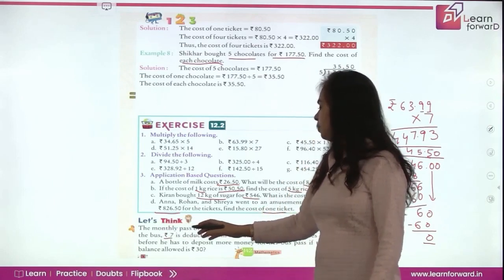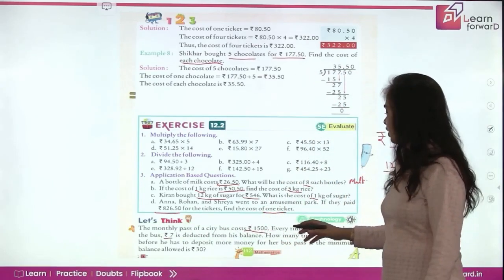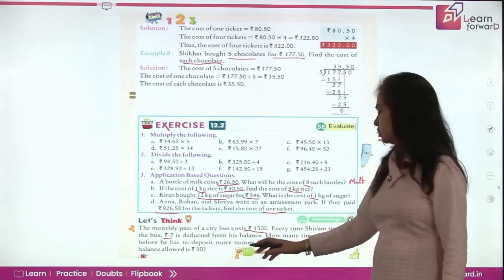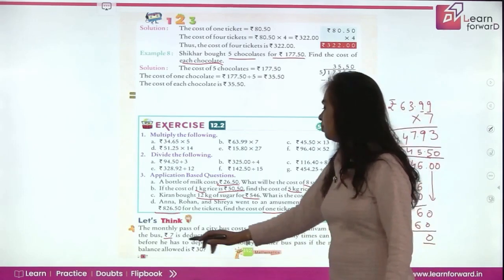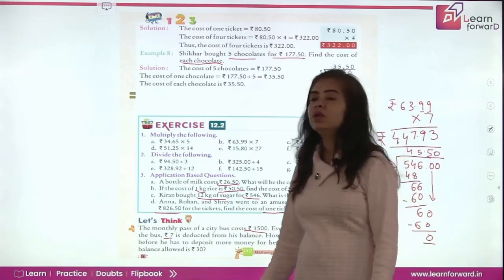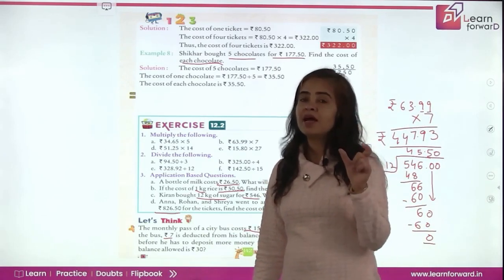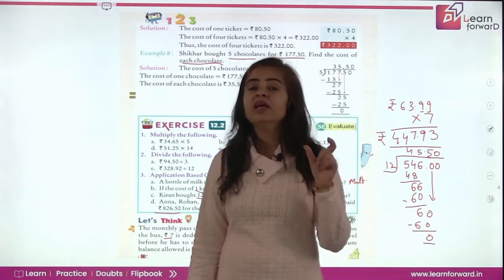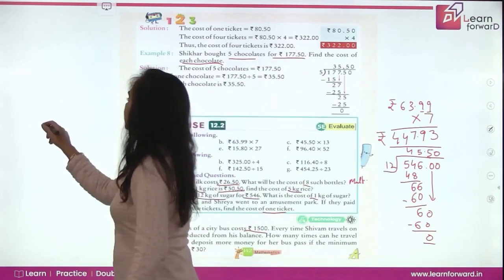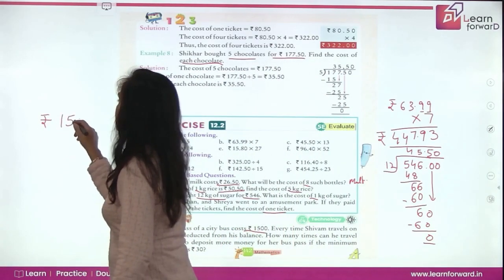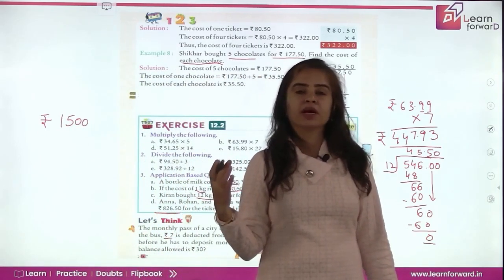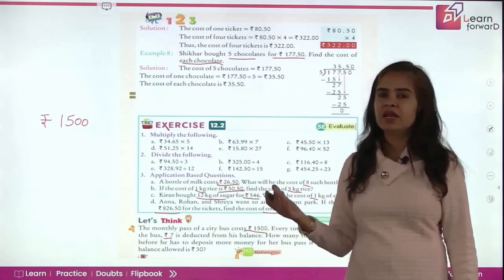Let's read it out. The monthly pass of a city bus costs rupees 1,500. Every time Shivam travels on the bus, rupees 7 is deducted from his balance. How many times can he travel before he has to deposit more money for his bus pass if the minimum balance allowed is rupees 30? So, in your bus pass, they will allow you to travel if the minimum balance is rupees 30 and Shivam is starting with rupees 1500. So the balance in his bus pass is rupees 1500. Every time 7 rupees are subtracted. So minus 7, minus 7, minus 7, like this we are doing, right?